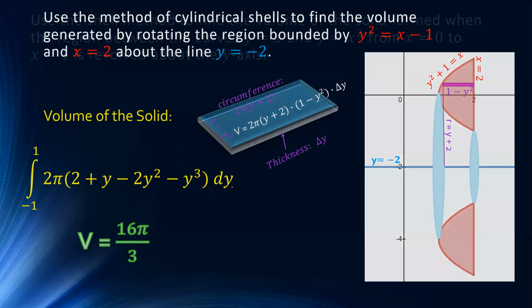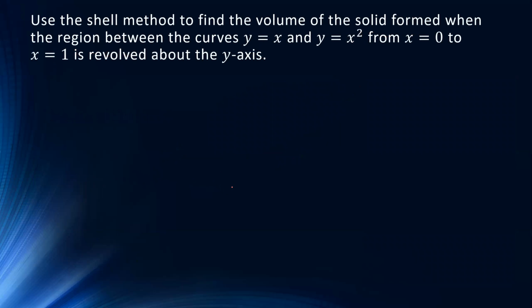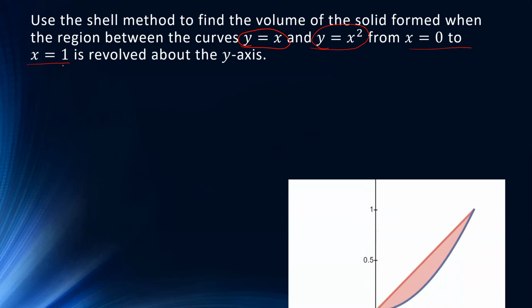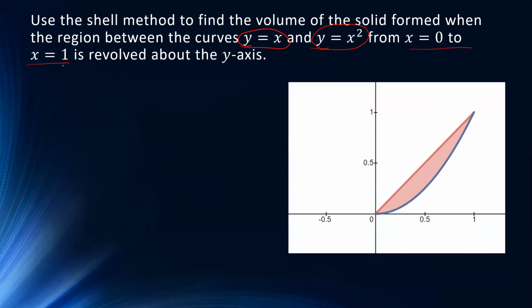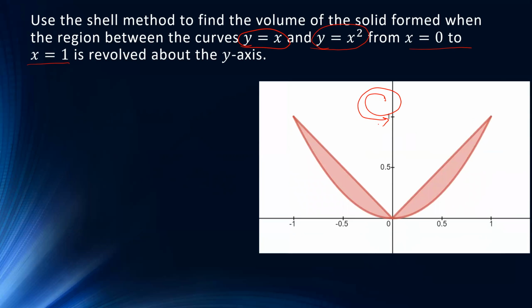Okay, let's take a look at another example. The region is being bounded by the line y equals x, the parabola y equals x squared, and it will go from 0 to 1. Let's go ahead and take a drawing of that. And it looks like that. You are going to rotate it about the y-axis to make a solid. And I'm going to go ahead and do that.